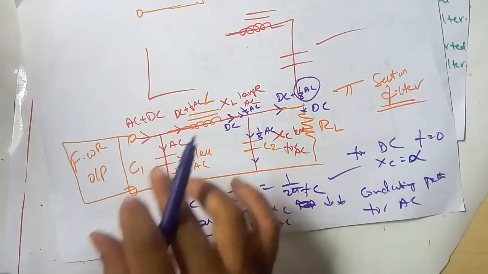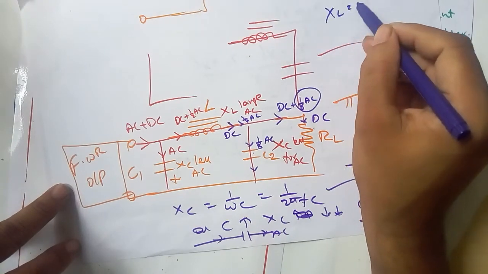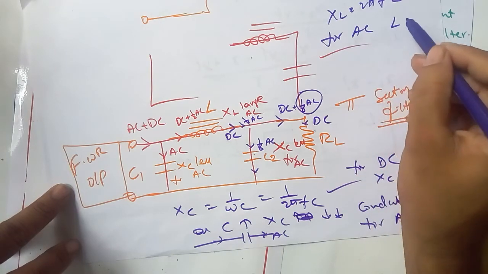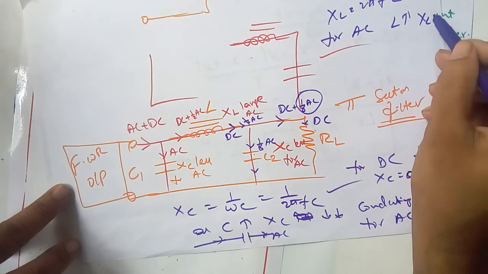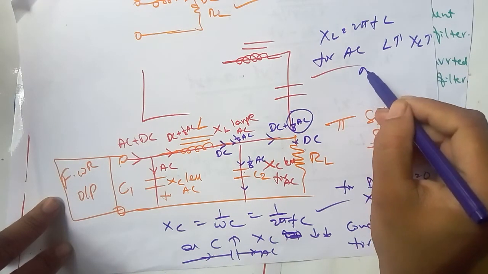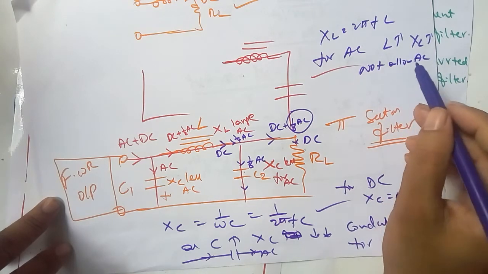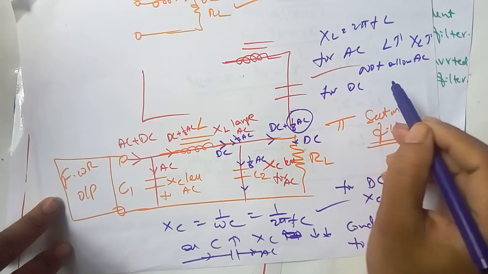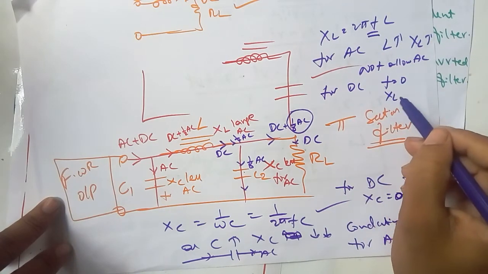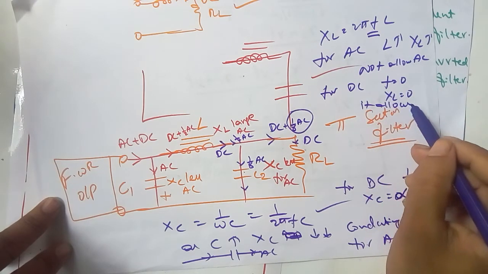So in case of the inductor, what happened? XL is equal to 2 pi FL. When the L value is more, the XL value is more, and whenever XL is more, it does not allow AC. And for DC, F is equal to 0, so XL is equal to 0. That's why it allows DC, it passes, right?